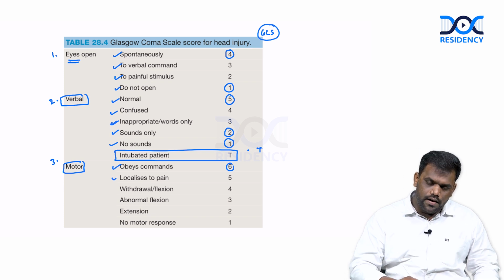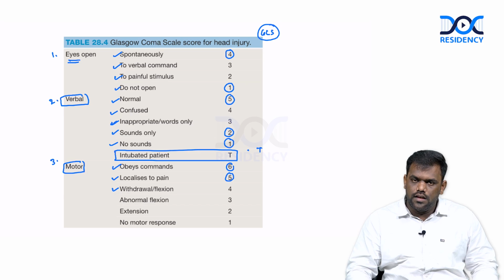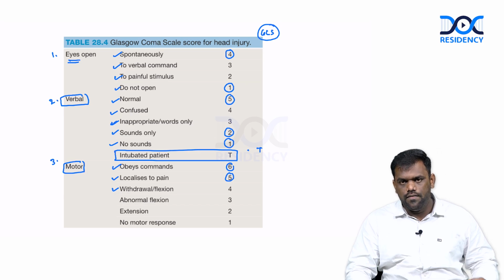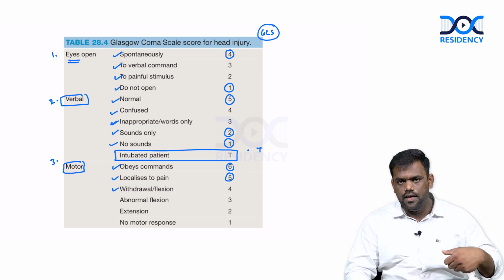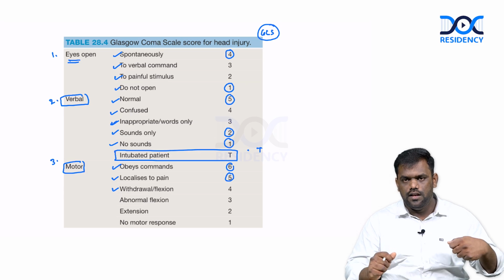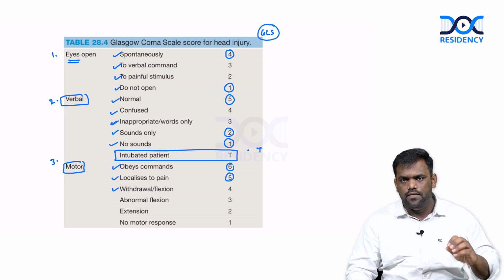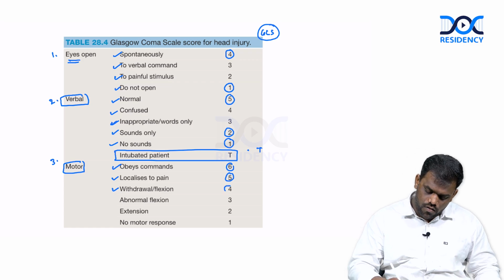If he is not obeying, but he localizes to the pain, that is 5. Then withdrawal or flexion. Suppose you are giving some pain stimulus, he is flexing his arms and his legs also. So overall flexion, or he is giving some withdrawal. That means his score is 4.